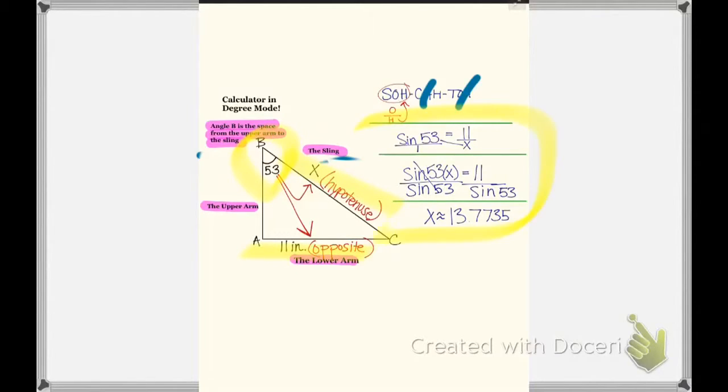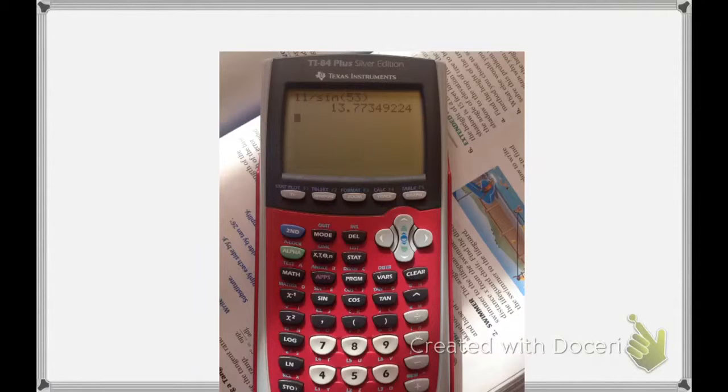So let's set up sine. As you can see here, when writing the equation out, sine 53 equals 11 over x, the hypotenuse. So we know that we are dividing 11 by sine 53. To plug that into the calculator, we'll do 11 divided by sine 53. After hitting enter, we get this as the answer. But before doing this, make sure your calculator is on degree mode, because then you'll get the wrong answer if you do not do it.